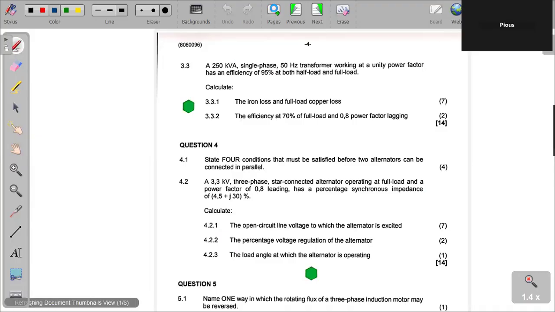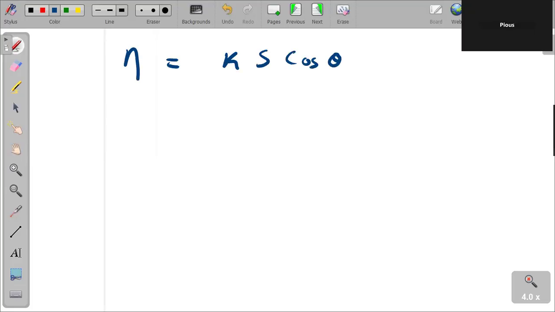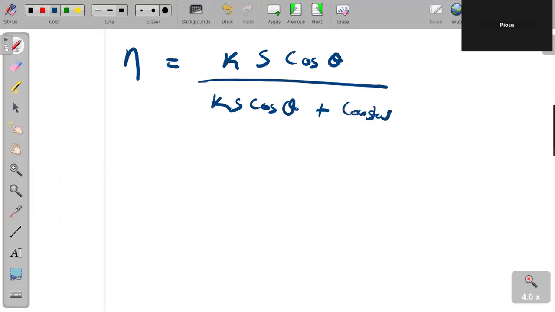we can calculate efficiency at any load using this formula here. Efficiency for a transformer is equal to K multiplied by S cos theta, divided by K times S cos theta plus the constant losses plus the variable losses. These are the two losses that we have.